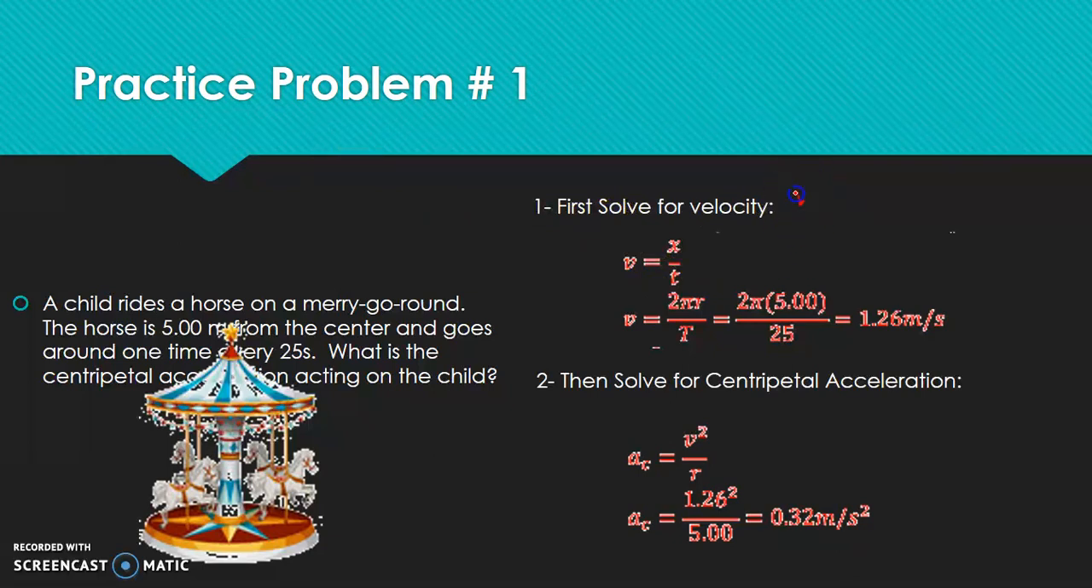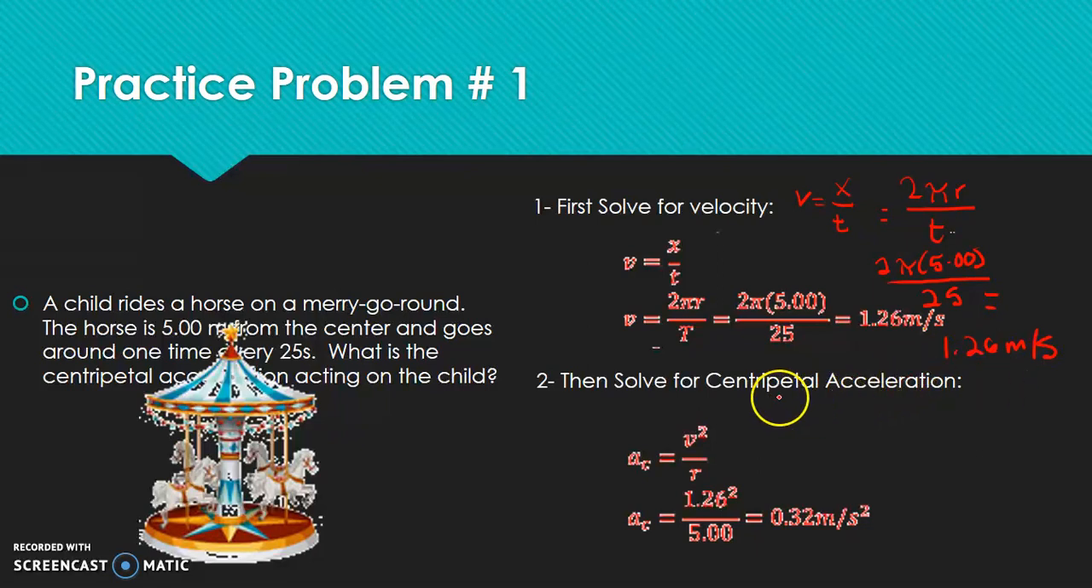First, you're going to solve for velocity. So remember, velocity is distance divided by time. And so we add in what we know about the distance. So 2 pi r is the distance for that circle over t. So that's the formula. So we have 2 pi, and we know the radius, as it states in the problem, as 5. And you're going to divide that by 25. So if we add that into our calculator, we should get 1.26 meters per second.